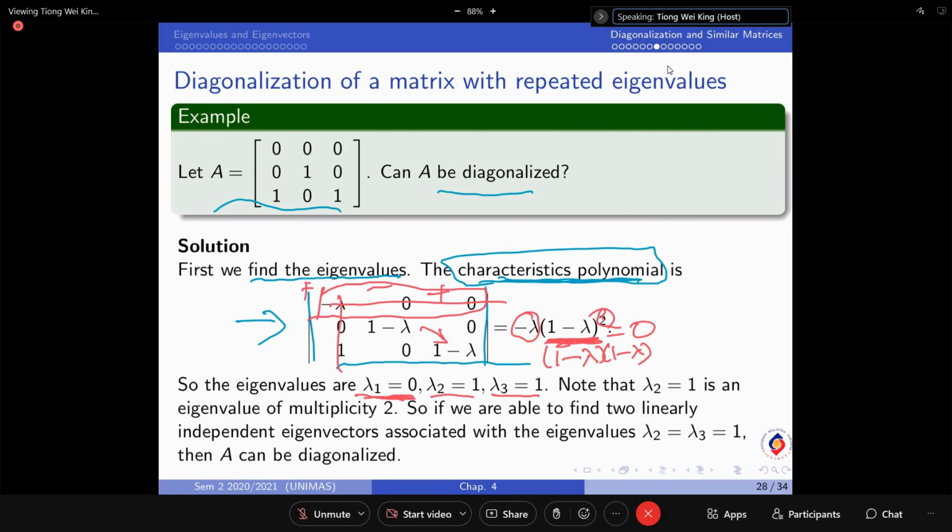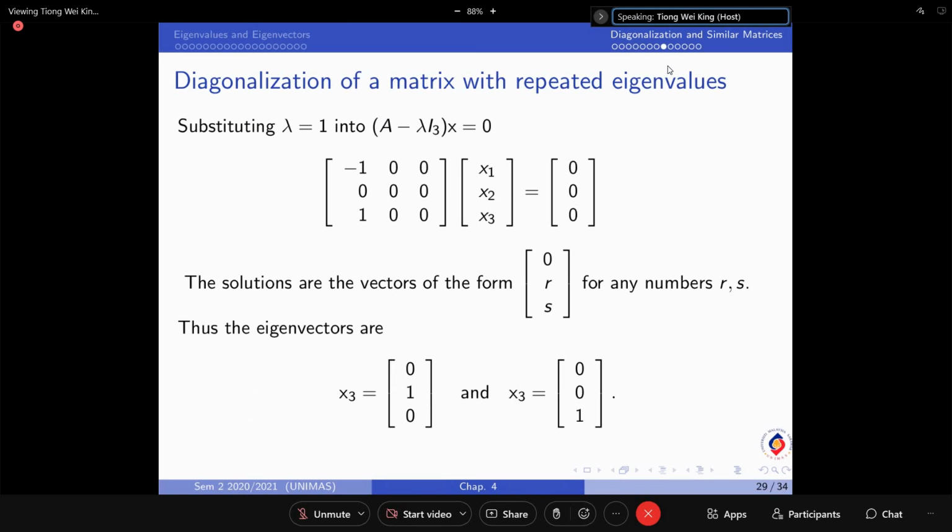So then you can see that lambda equals 1 has multiplicity 2. It is repeated 2 times. So if you are able to find two linearly independent eigenvectors for this eigenvalue, then A can be diagonalized. Otherwise, no. So we have to find them. So substitute lambda equals 1 into the homogeneous system. So you will get this.